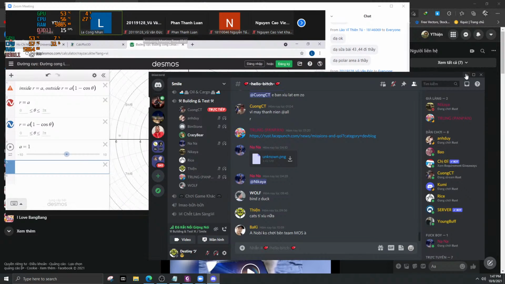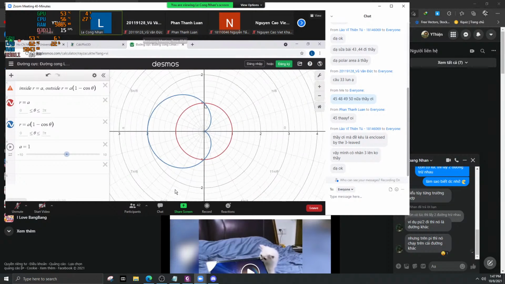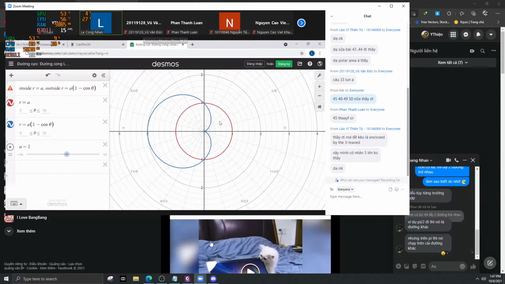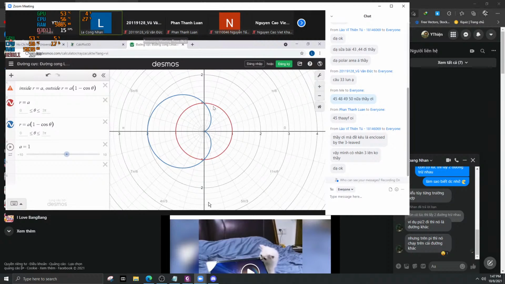So the region that lies inside the circle r equals a, but outside the cardioid. So we have this region. To compute the area of this region, because this polar region is bounded by two curves, r equals a and r equals a times 1 minus cosine theta.